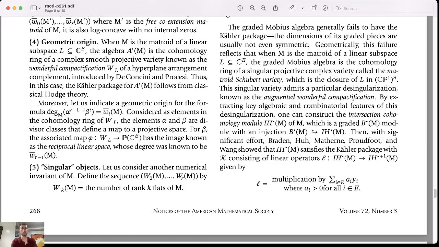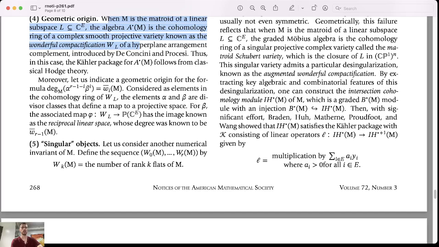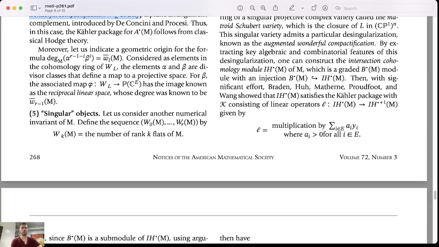Geometric origin. When big M is the matroid of a linear subspace big L subset of complex to the big E, the algebra A dot of big M is the cohomology ring of a complex smooth projective variety known as the wonderful compactification big W big L of a hyperplane arrangement complement, introduced by De Concini and Procesi. Thus, in this case, the Kähler package for A dot of big M follows from classical Hodge theory.